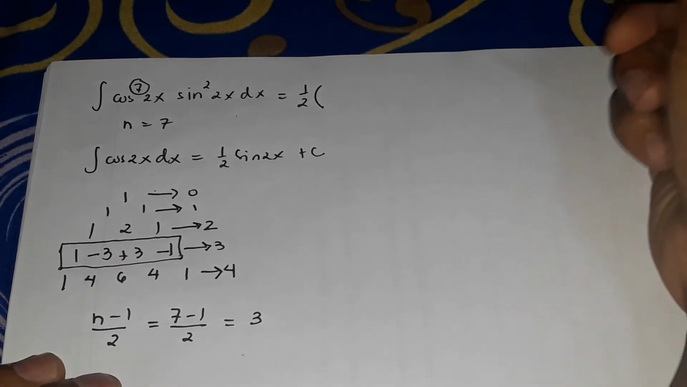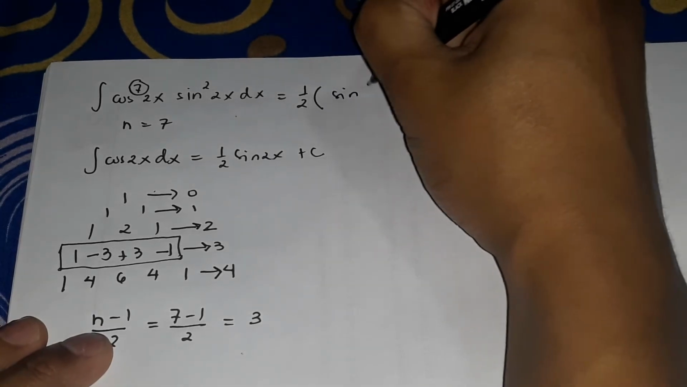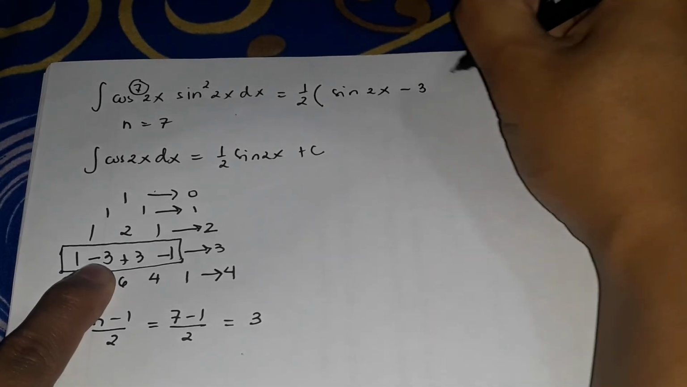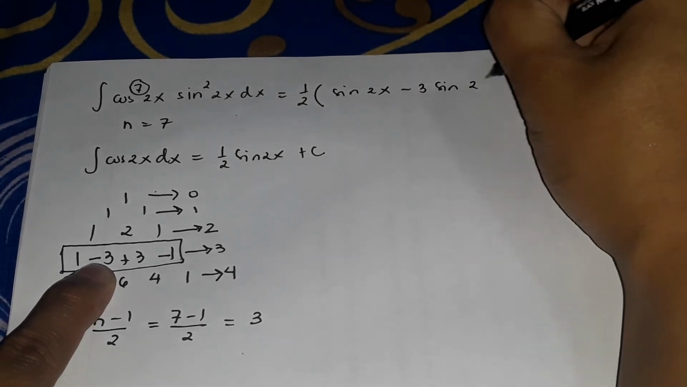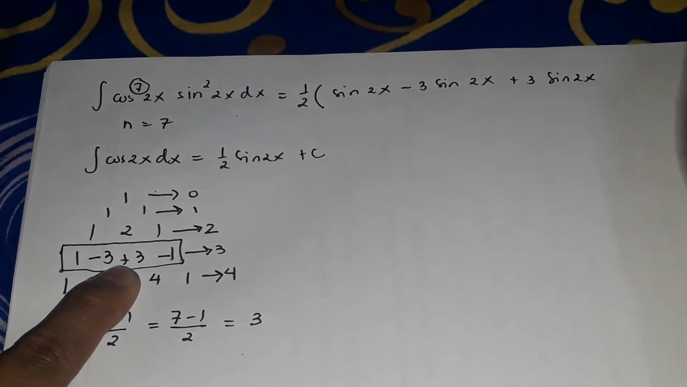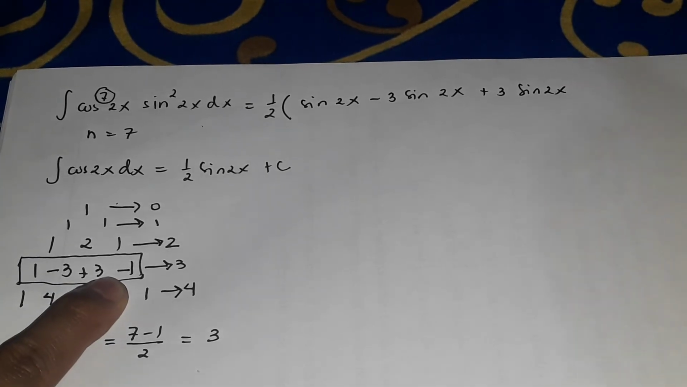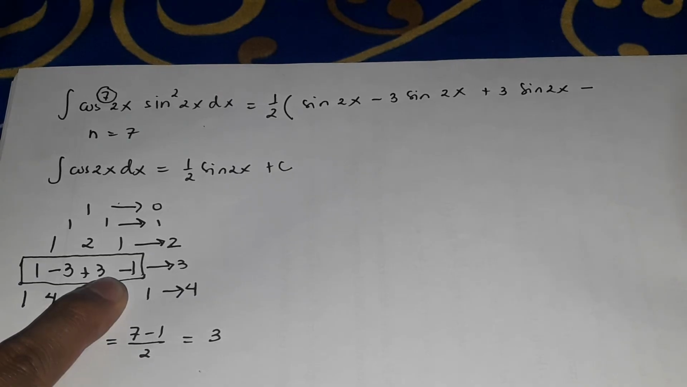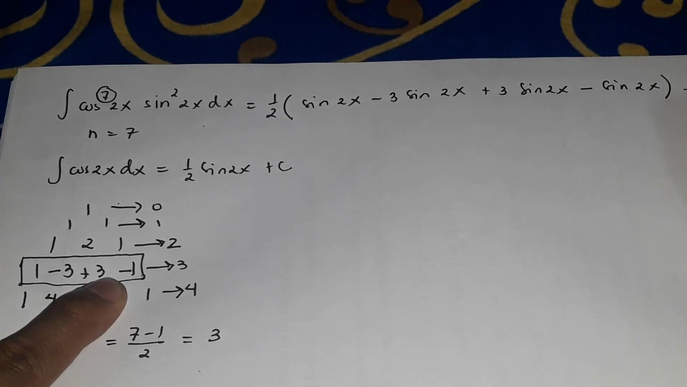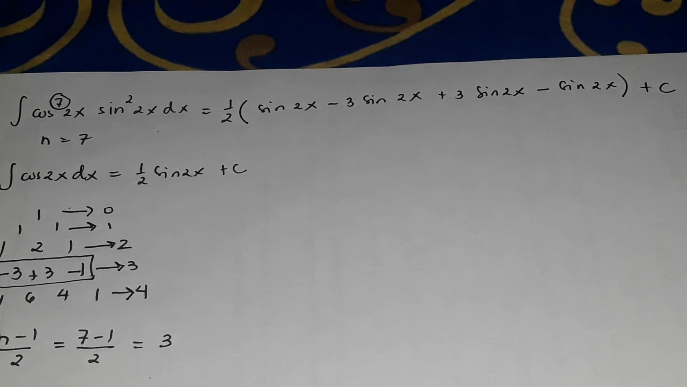Okay, so again, we write the power of your sine function. We have sine 2x, 1, then minus 3 sine 2x, and then plus 3 sine 2x, okay, and then we continue, minus 1 sine 2x, close parenthesis, and then you add c at the end. Okay, there you have it.